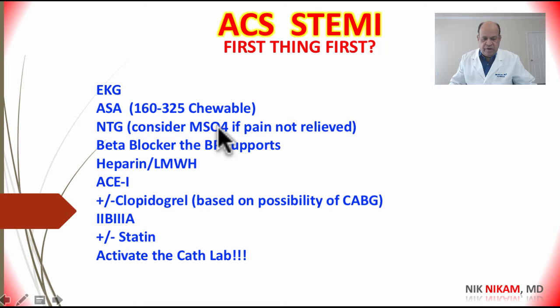If their blood pressure and vital signs are stable, they can be treated with beta blockers initially. However, the beta blockers need to be avoided if there is any evidence of hypotension or bradycardia. Again, these patients can be treated with ACE inhibitors if their blood pressure is stable.